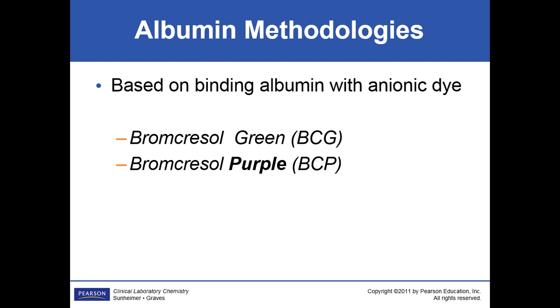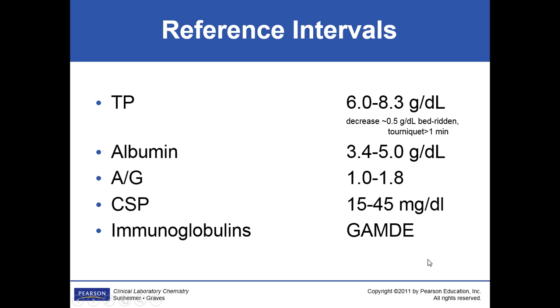The methodology for albumin, which we're not going to do, is colorimetric. You've got to have something with color. Bromocresol green or purple are the most common ones, but we do some other colors, oranges and such. But do know these: bromocresol purple for albumin. And these are the reference ranges that I want you to know. Okay?